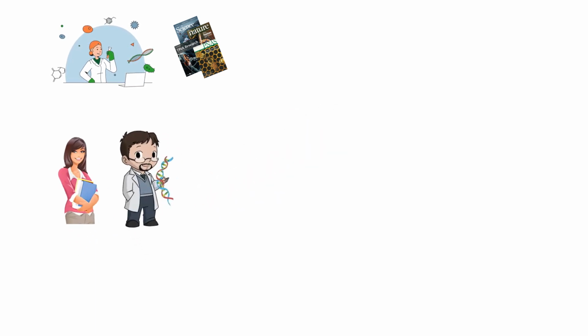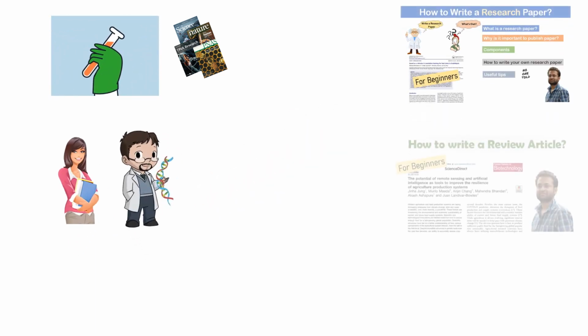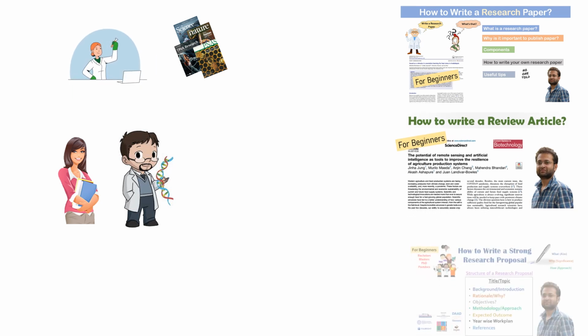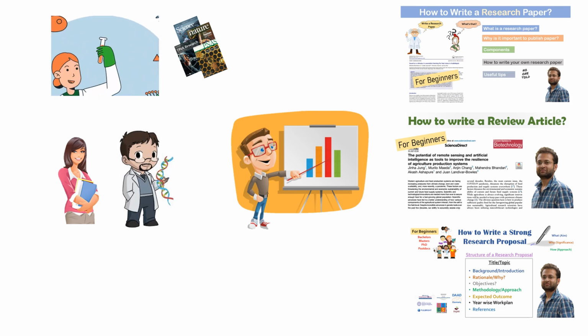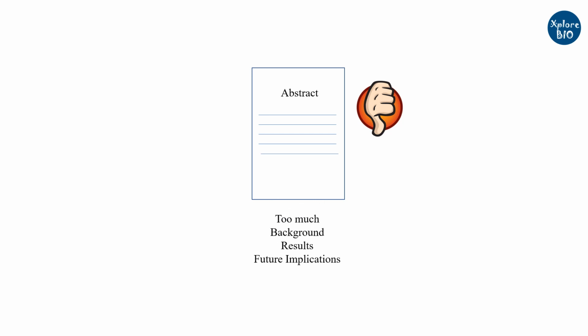If you are a student or a researcher, at some point of time you have to write a research paper, a review, a book chapter, a thesis, a proposal, or present your research at a conference. In any of these cases, you are asked to submit an abstract. Although students and researchers can and do write an abstract, it does not even sound like an abstract. It is full of background or results or future implications.